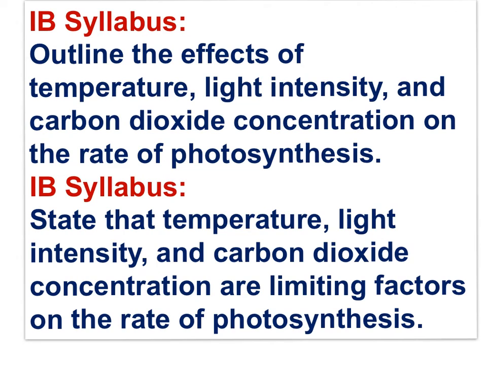And that brings us to our last IB syllabus statements for all students, SL and HL combined. Outline the effects of temperature, light intensity, and carbon dioxide concentration on the rate of photosynthesis. State that temperature, light intensity, and carbon dioxide concentration are limiting factors on the rate of photosynthesis. The two statements are clearly related.